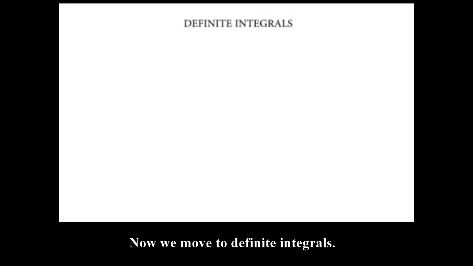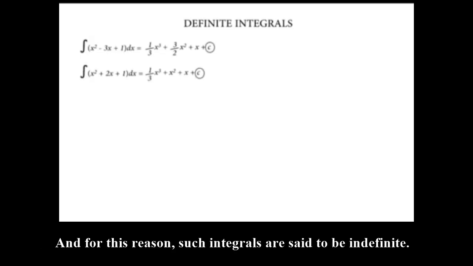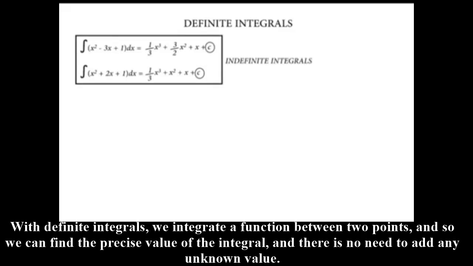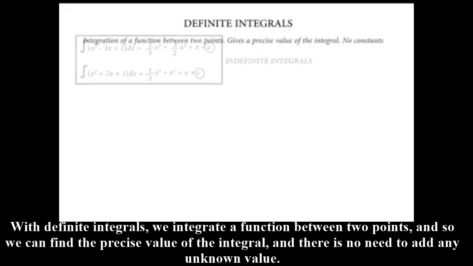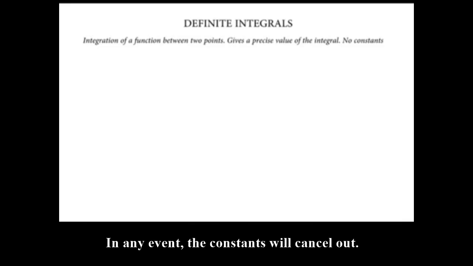Now we move to definite integrals. So far, when integrating, there has always been a constant left in. And for this reason, such integrals are said to be indefinite. With definite integrals, we integrate a function between 2 points, and so we can find the precise value of the integral, and there is no need to add any unknown value. In any event, the constants will cancel out.